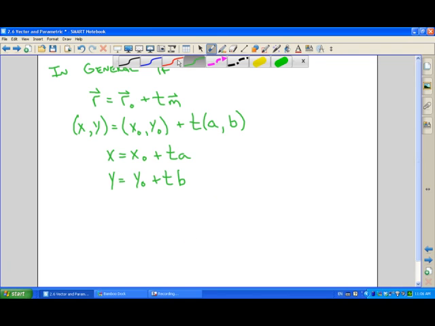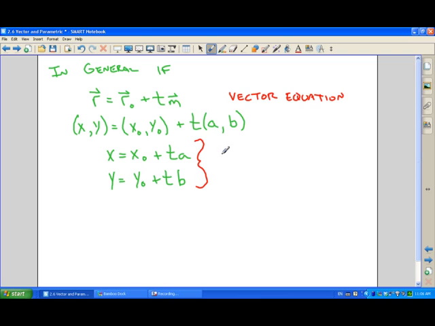So I've gone from my vector equation of a line and I've converted my vector equation to something called a parametric equation.